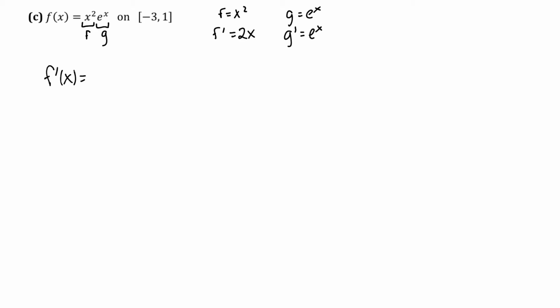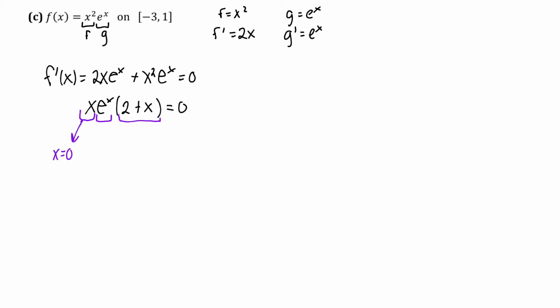So it's going to be f prime g, so 2x e to the x, plus g prime f, which I'm going to write as x squared e to the x. I can factor out an x and an e to the x here. I'm left with 2 plus x equal to 0. There's actually 3 chunks here that you have to set equal to 0.